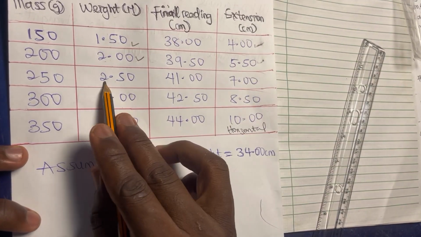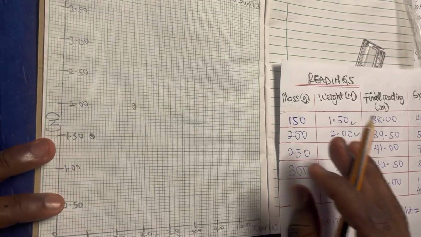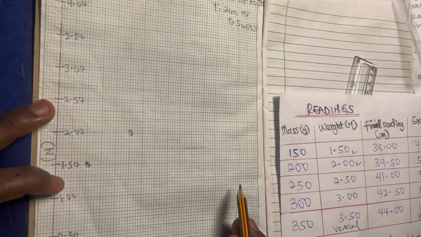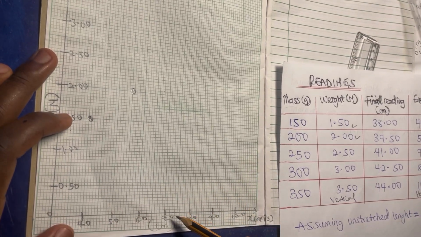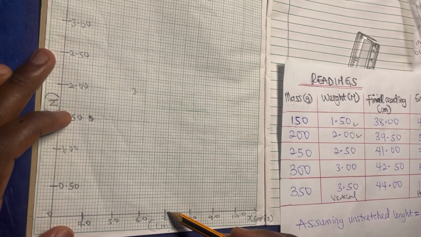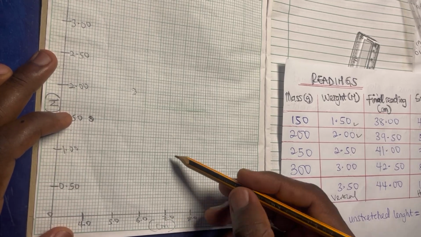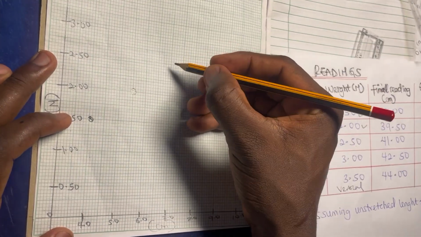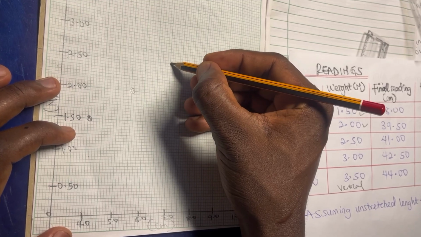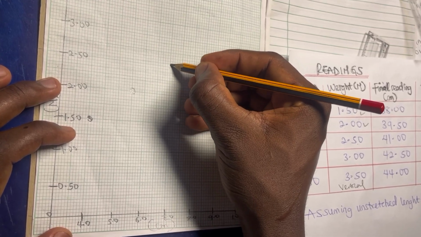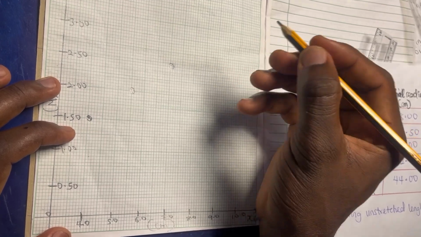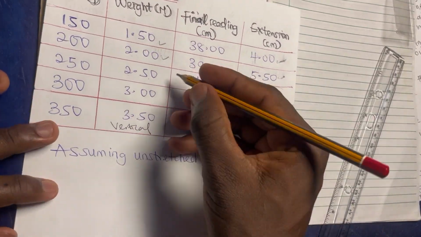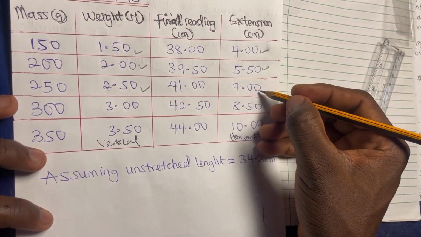The next one, when here is 2.5, here is 7. So 7 will be coming from here, and 2.5 is here. So they are meeting here. So I have that.